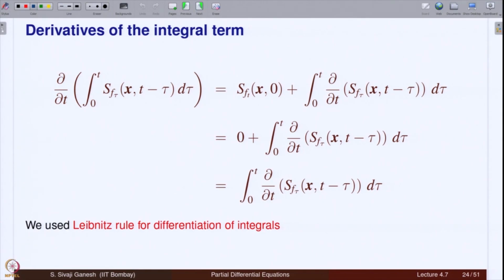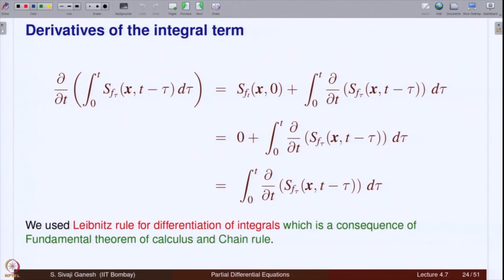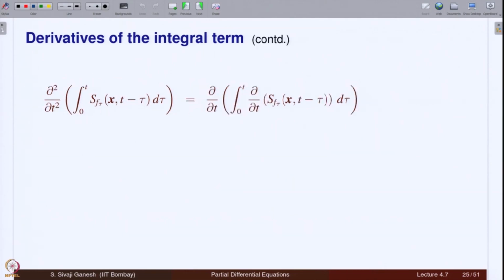So, we use Leibniz rule for differentiation of integrals here, and it is actually a consequence of fundamental theorem of calculus and chain rule. S f t of x 0 is 0 by definition of the source operator. So, first derivative of the integral term is this. Now, we will compute the second derivative.